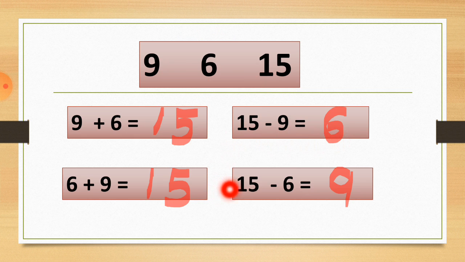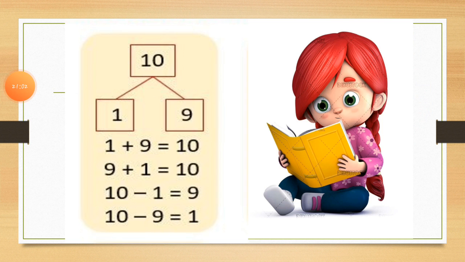In the next sum, here is 15 and 6. From this box, this number is missing, which is 9. So here I write 9. So our family is complete now. This way you can write the family numbers, students.